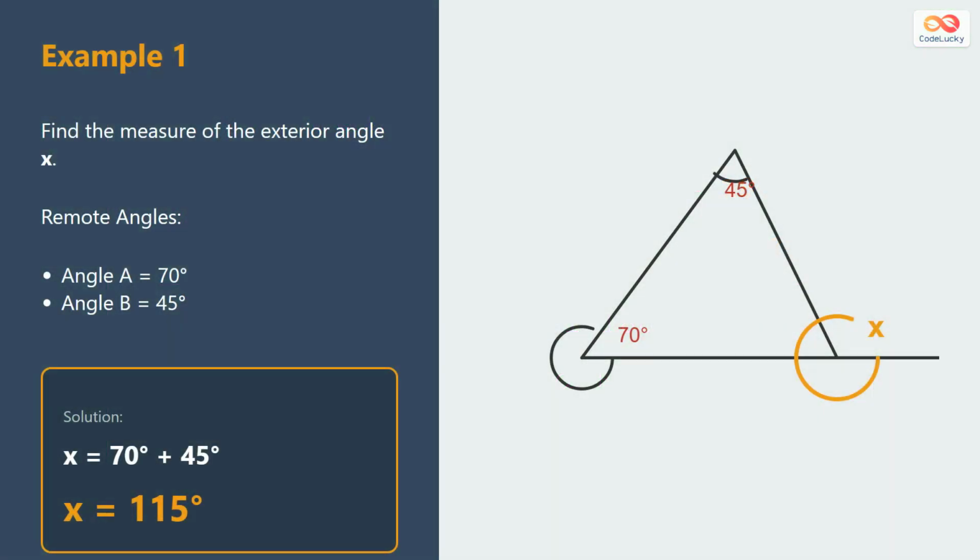Let's try a problem. We need to find the exterior angle X. We are given the two remote interior angles, 70 degrees and 45 degrees. According to our theorem, X is simply the sum of these two. So, 70 plus 45 gives us 115 degrees.